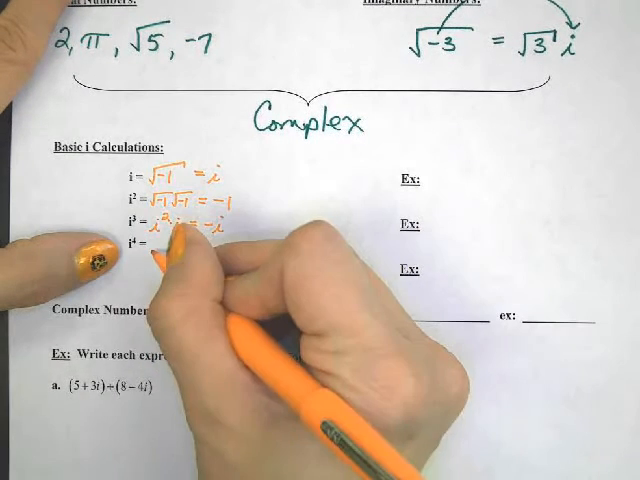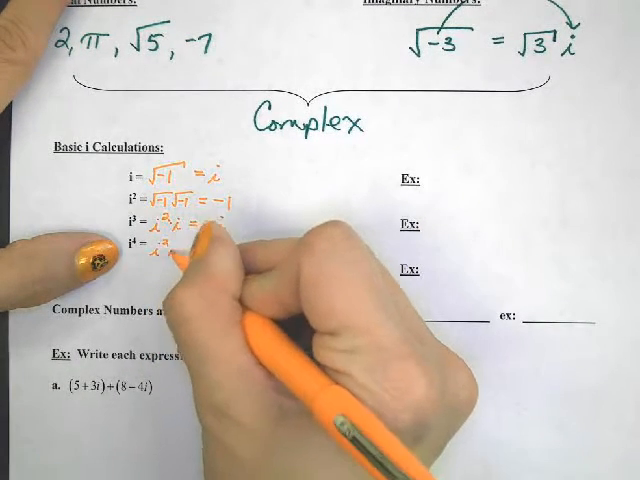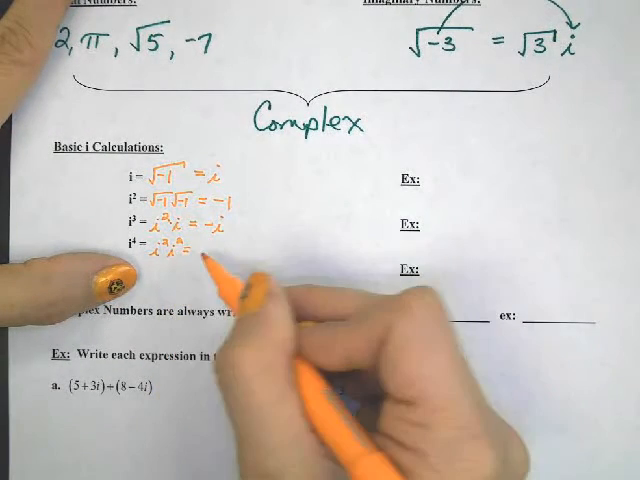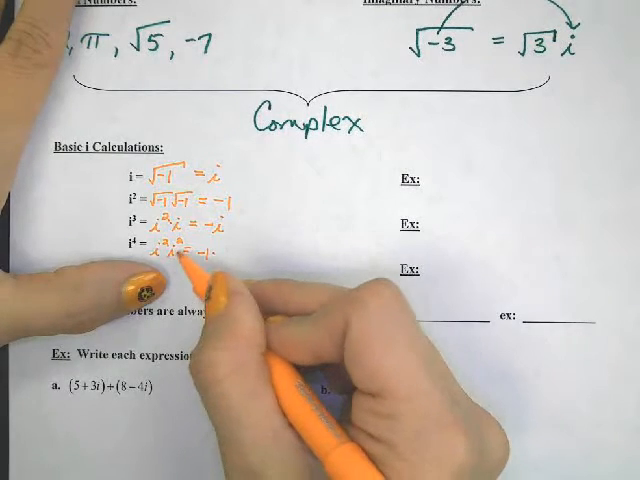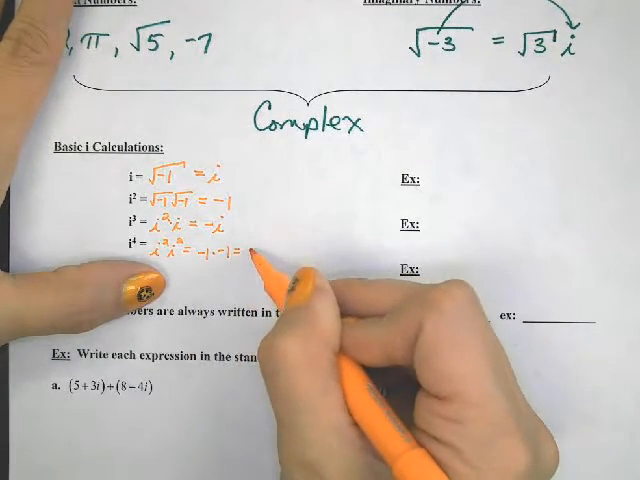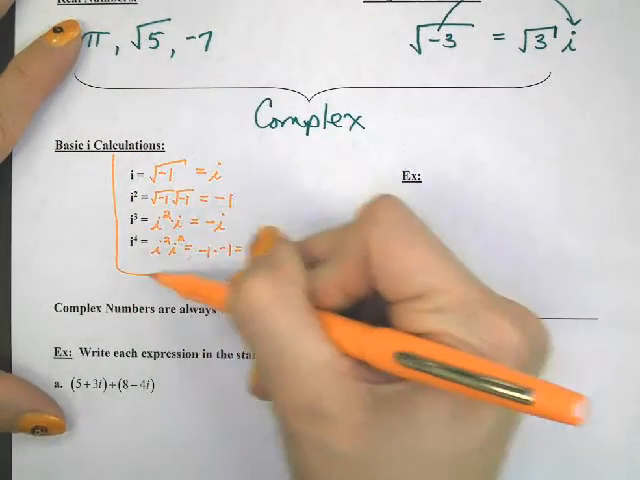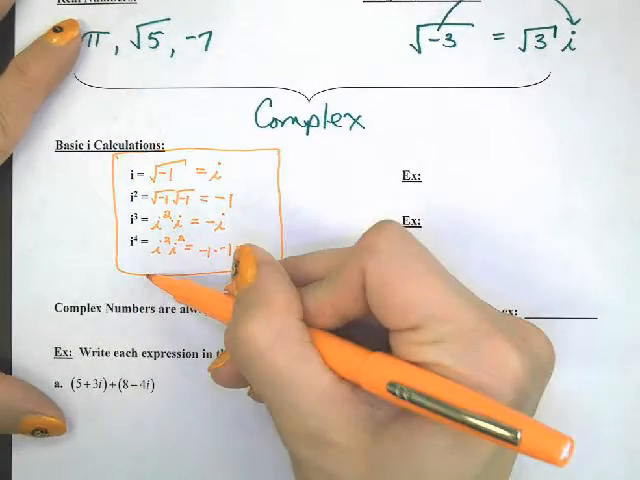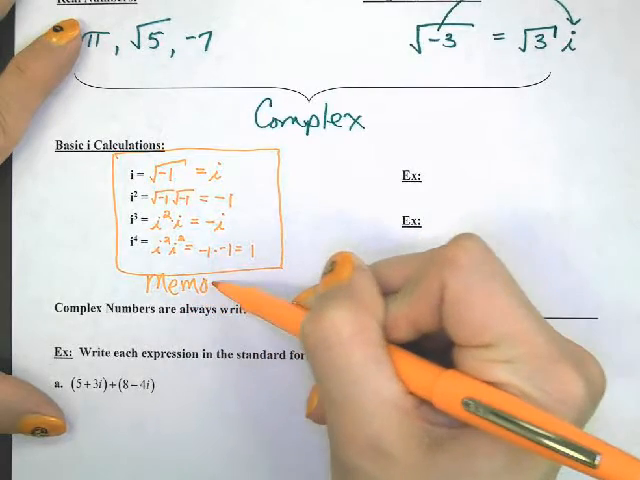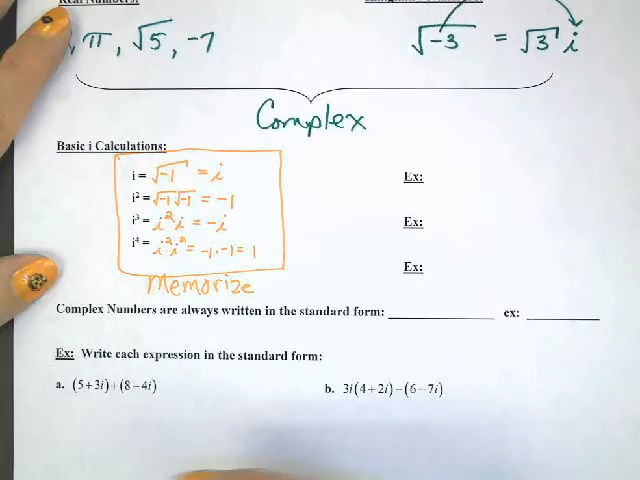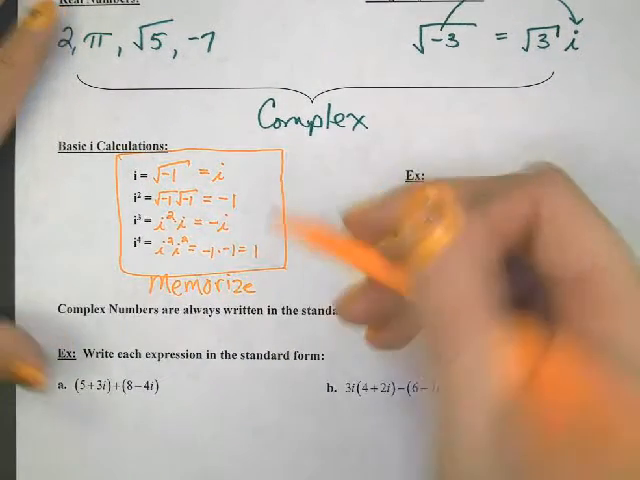i to the fourth is i squared times i squared. When I say i squared, you say negative 1 times another i squared, negative 1, which makes a positive 1. So I really want you to look at these, okay? You need to memorize the 4 basic i calculations. Anything more than that, it just turns into one of these.